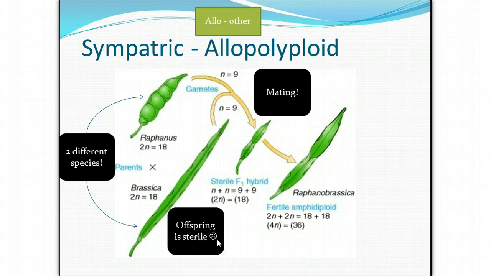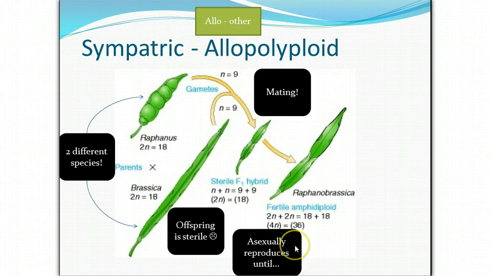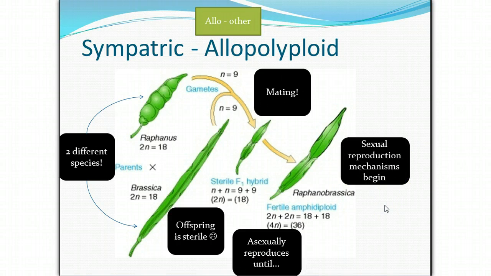Sad face. Now, plants can asexually reproduce. So they asexually reproduce for a little while, and then through various mechanisms which are still largely unknown, they begin to be able to sexually reproduce. And this is also how we get new species of plants. Fascinating. So the difference between allopolyploidy and regular polyploidy, also sometimes called autopolyploidy, so self-polyploidy, is that allopolyploidy is between two different species of plants.